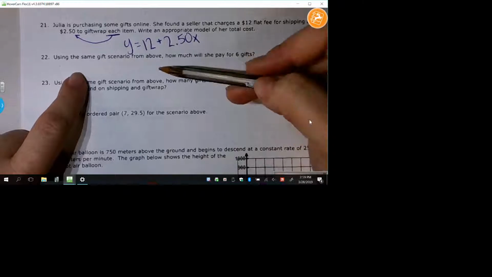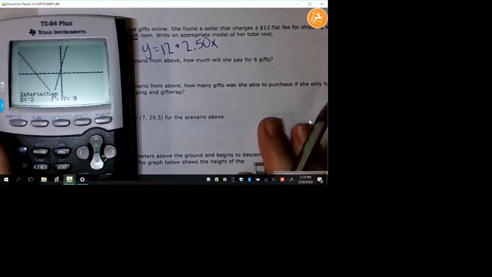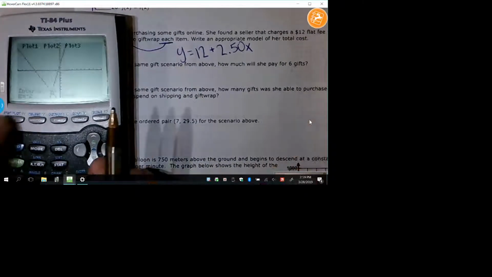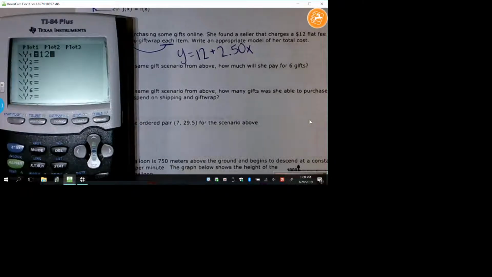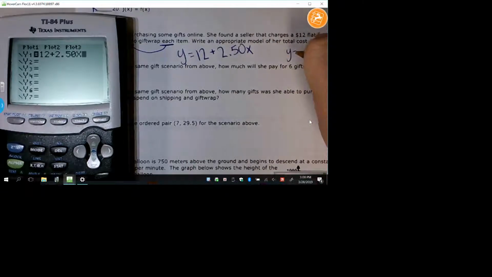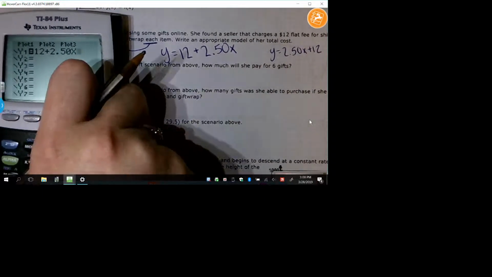Okay, so it says use the same gift scenario from above. How much will she pay for 6 gifts? So let's put our calculator on. Sorry, I'm going to move this so y'all can see it. I'm going to type it in. 12 plus 2.50x. Also, before I keep going, y equals 2.50x plus 12 is totally acceptable as well. Okay, both of those are perfect.